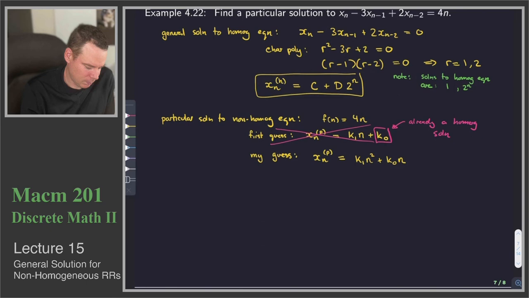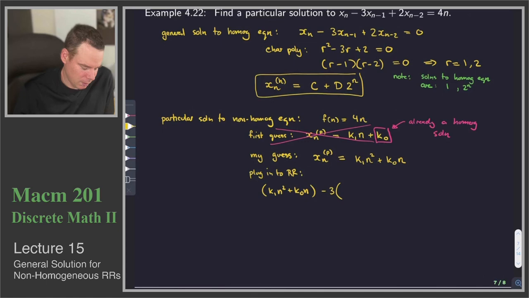So there's our guess. And so now what do we do with our guess? We plug it into the recurrence relation and we solve for any constants. In this case, the constants are k1 and k0. So when we plug it into our recurrence relation, we get k1 n squared plus k0 n. I'll put parentheses around here just to focus our attention. Minus 3 times x sub n minus 1.